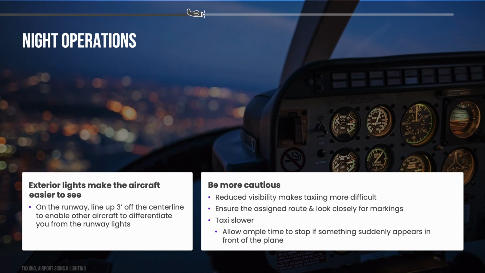Reduced visibility makes taxiing more difficult. Ensure the assigned route and look closely for markings. And, of course, taxi slower. I mean, we should drive slower at night. We should taxi slower at night, too. Allow ample time to stop if something suddenly appears in front of the plane.